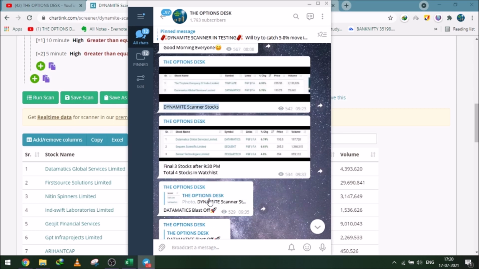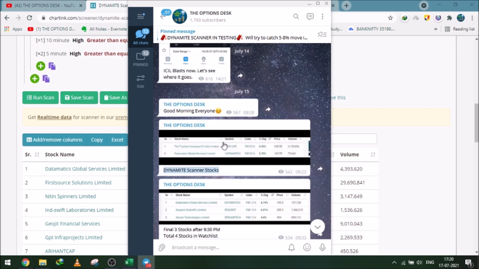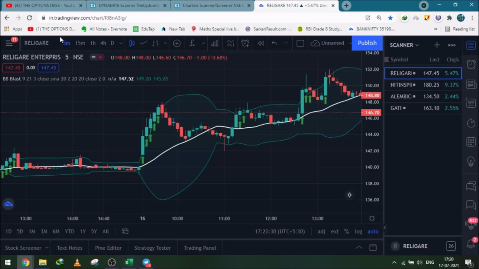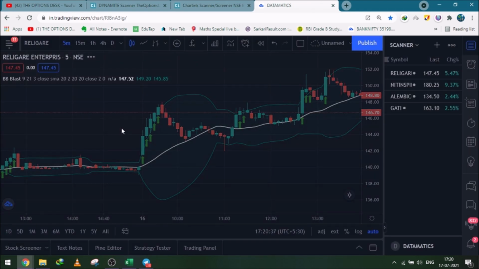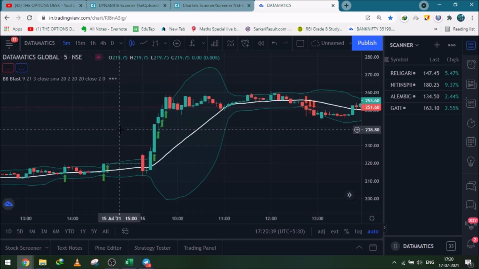Okay, these are the stocks, and then the Datamatics last stock. Remember that we are seeing this data for the 15th of July. Now we'll go to the chart. Just a moment. And this is very good. Datamatics. Just a moment. Let the chart open, and you will be very happy to see the stock.